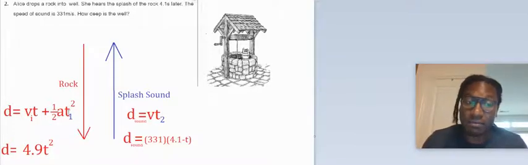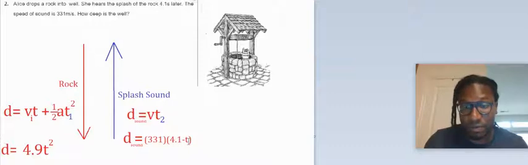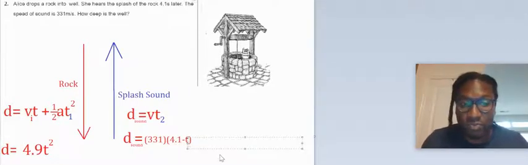Let's say, and this is just supposing, let's say T1 is 3. That would mean T2 would have to be 4.1 minus 3. Because the total time is 4.1. So whatever time we get here, 4.1 minus that time will tell us the time it took for the sound wave to go up. So thinking that out, I just did 4.1 minus t. So these are both T1s.